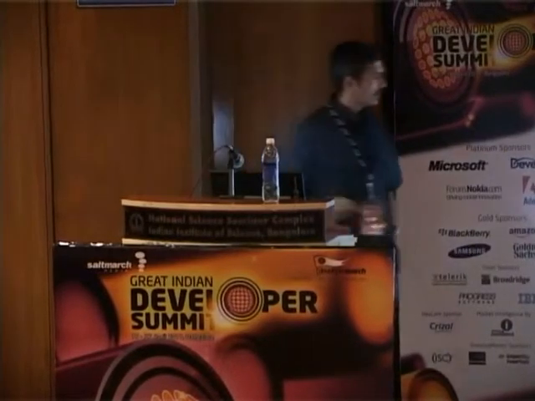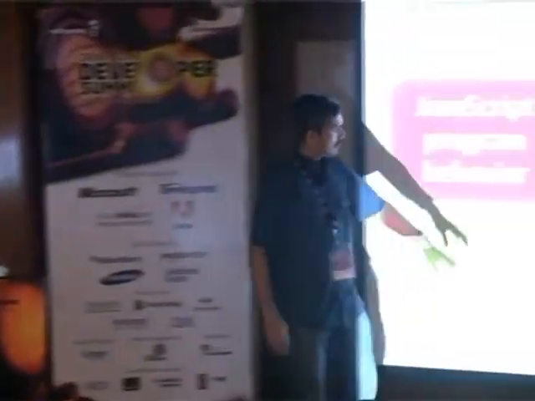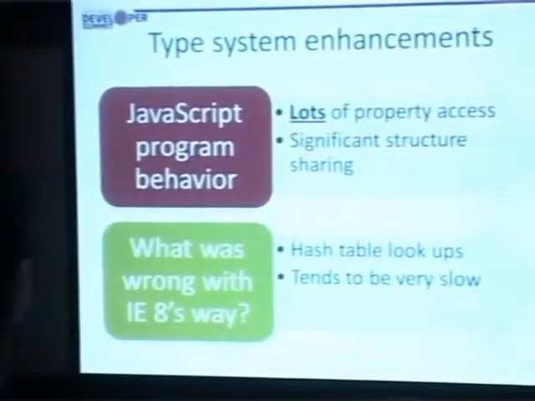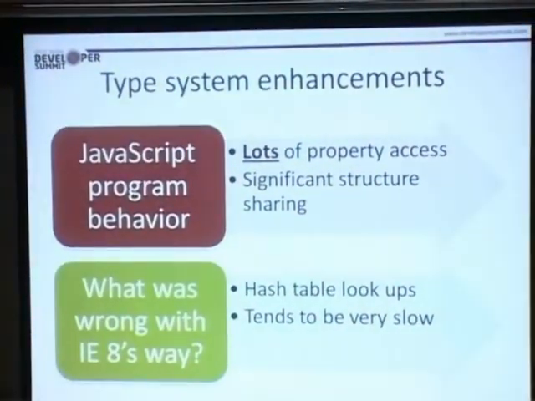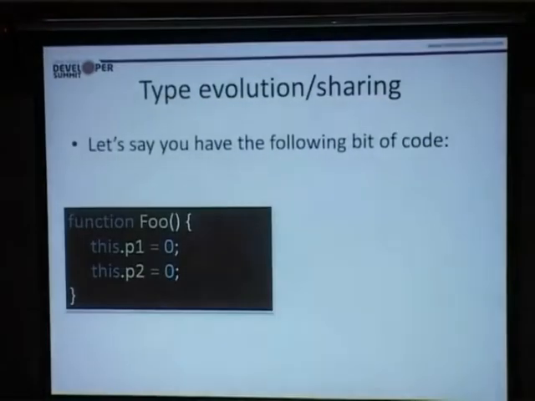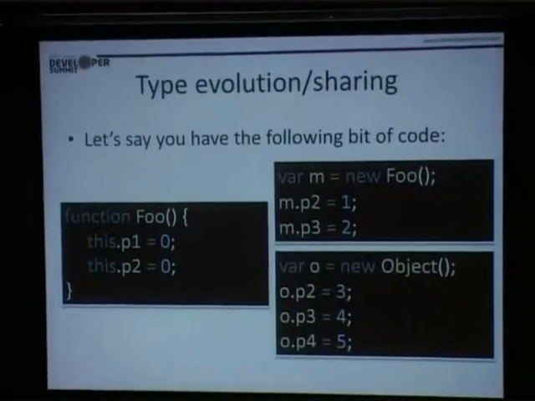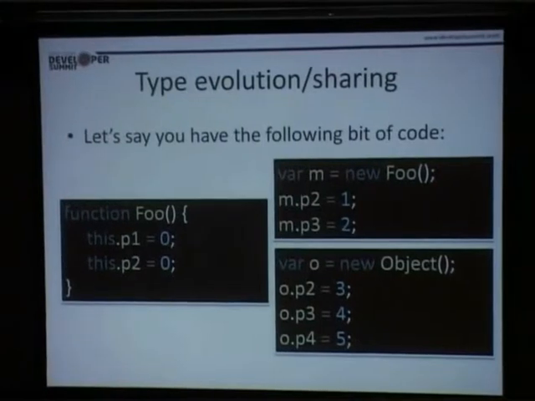So hash tables. In IE8, everything was done through hash table lookups. It tends to be very, very slow. Like I was saying earlier, JavaScript programs tend to do a lot of property access. So let's say you have this bit of snippet here.